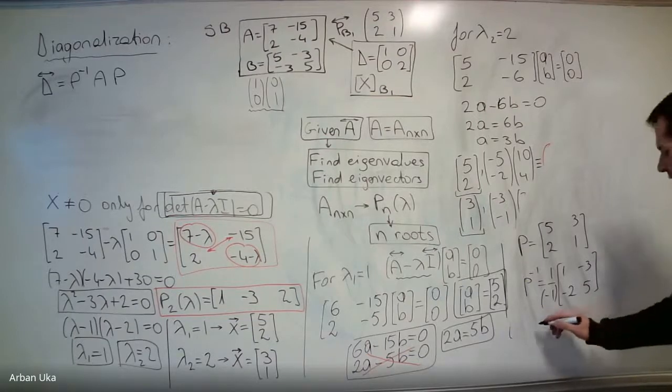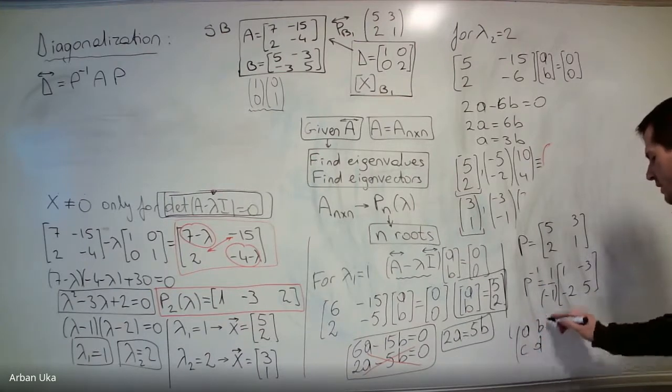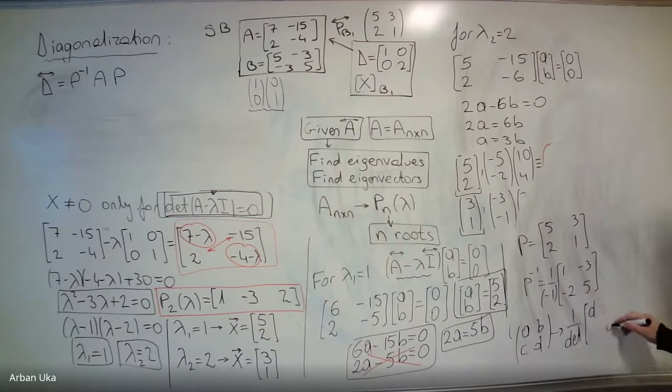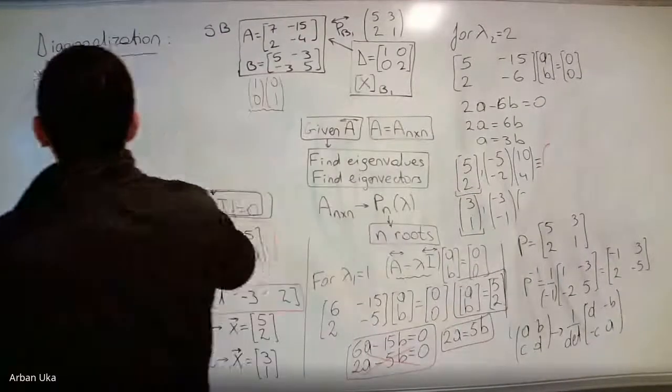is defined as 1 divided by the determinant times D, minus B, minus C, A. So now we know the P inverse. Let's insert the minus sign inside, so this is minus 1, 3, 2, minus 5, okay? Then let's see what we obtain here.